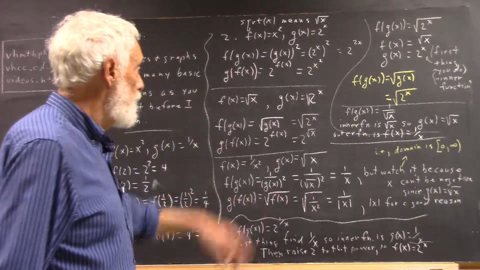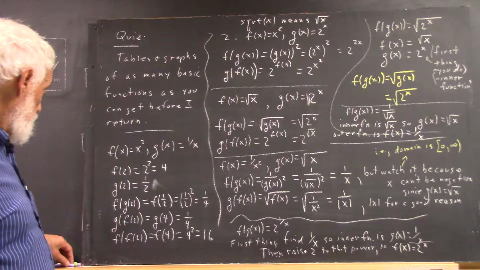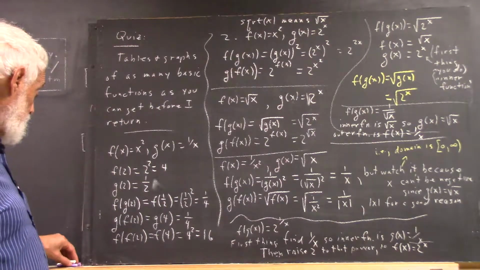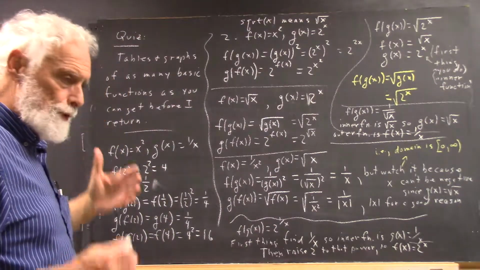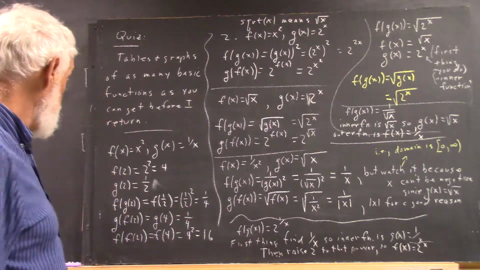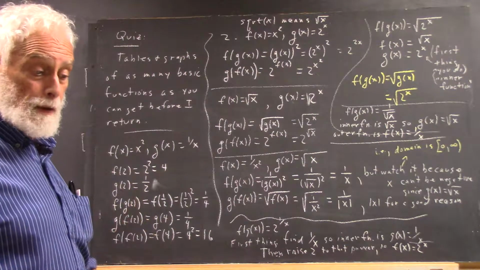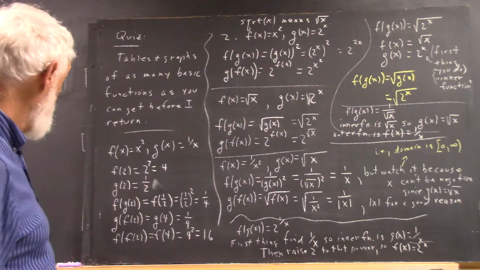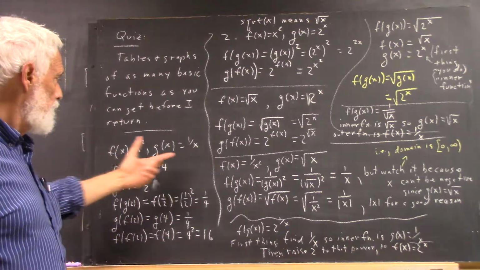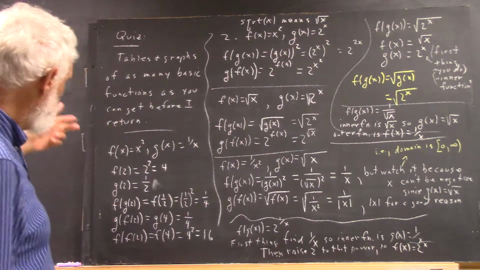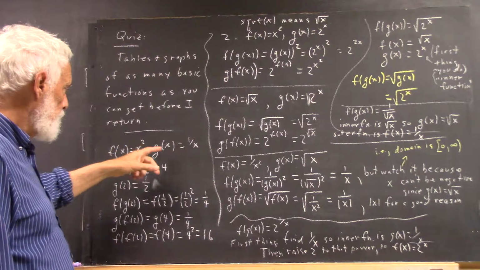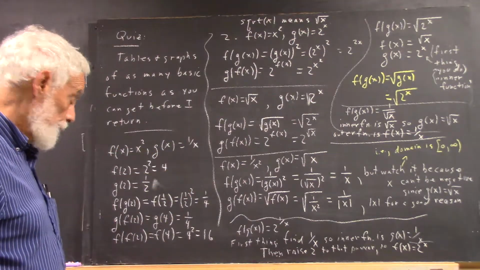People are having some difficulty with composites, and it comes down to a difficulty understanding just what function notation is telling you and evaluating a function at a given value. Okay? So we start with just a few simple examples. First one, you had f of x equal x squared, g of x equals 1 over x.